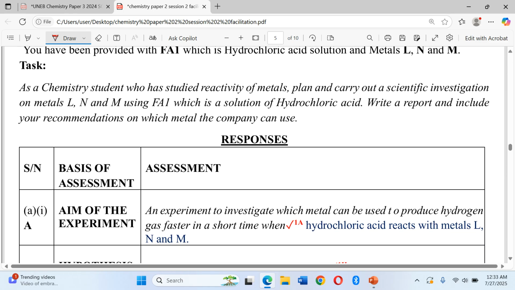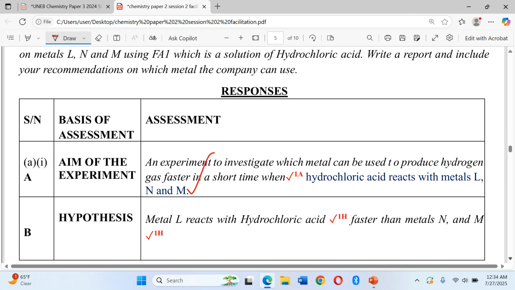So I'm saying that the aim of the experiment is to investigate which metal can be used to produce hydrogen gas faster in a short time when hydrochloric acid reacts with metals L, M, and N. I'll add you a mark. You don't need to end without mentioning which metals you are going to use. So that's why it was very important for us to include that and get all the scores. Number two is the hypothesis. So I'm saying that metal L reacts with hydrochloric acid faster than metals N and M.